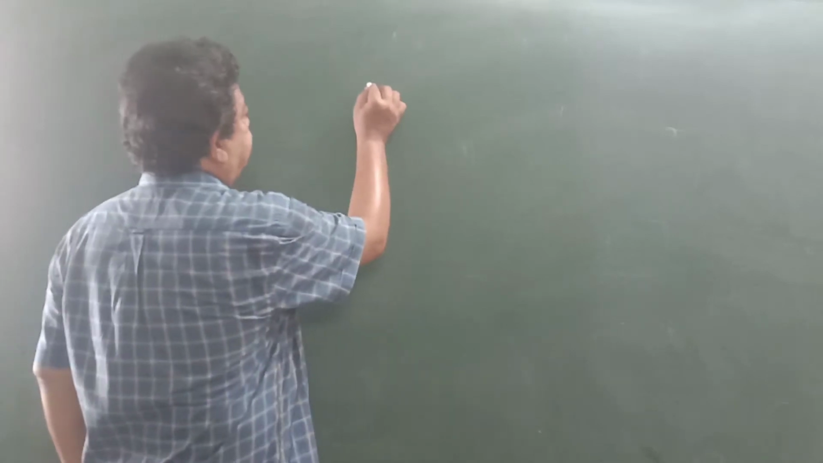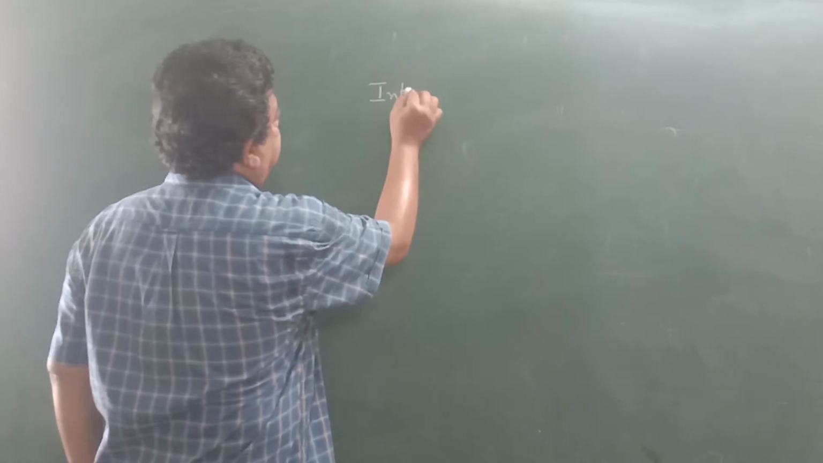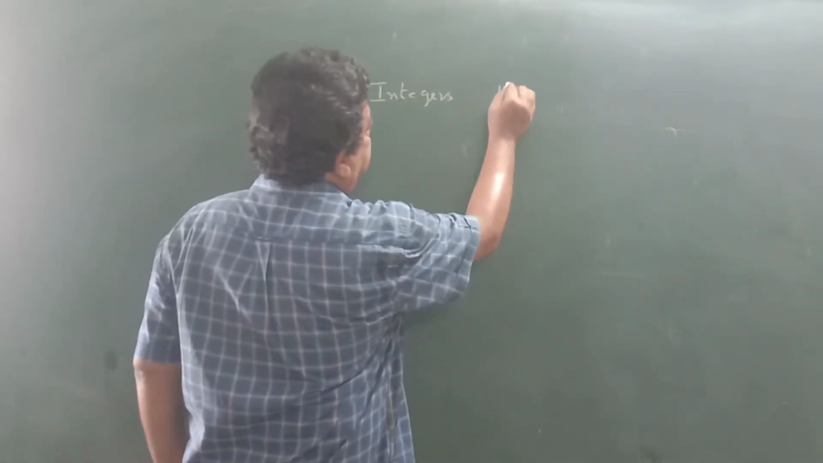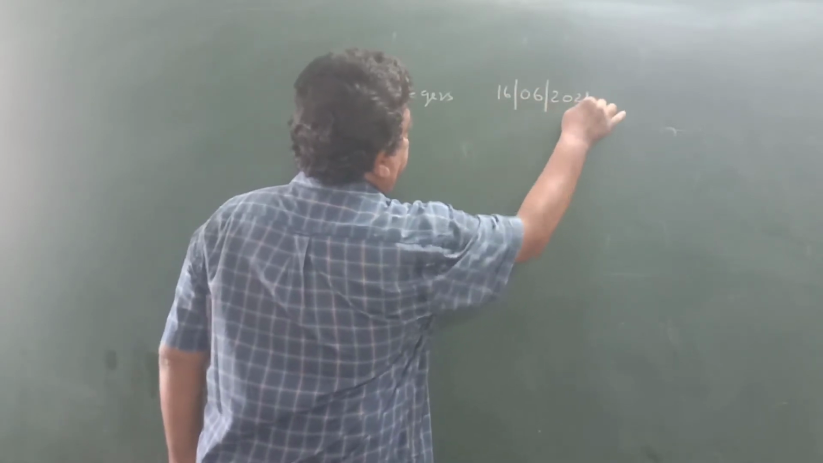Okay, children, we are continuing integers. So, what is today's date? 16/06/2021.